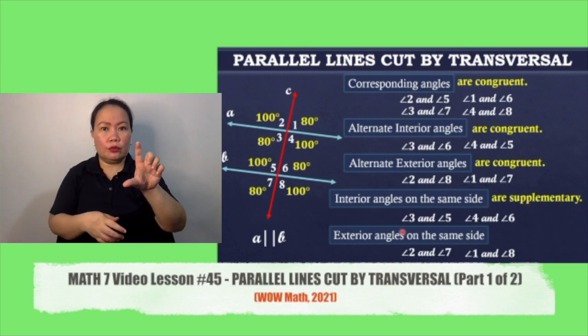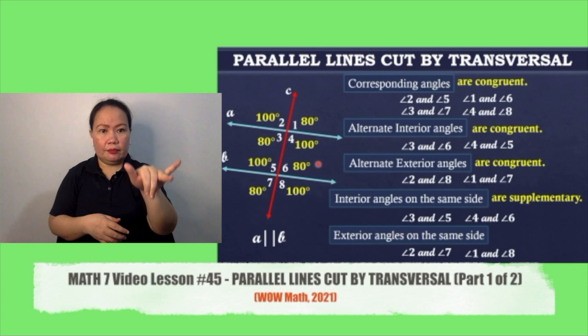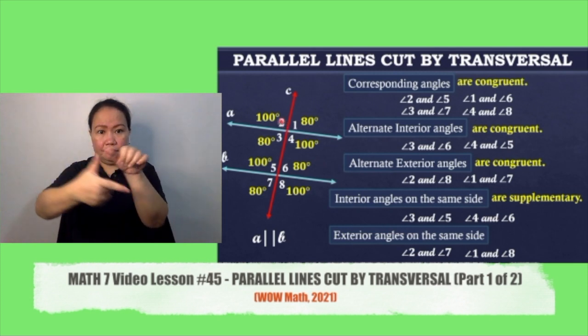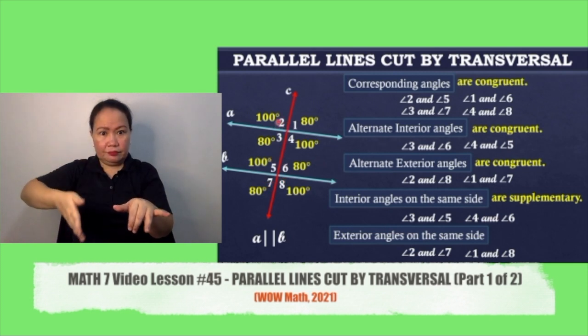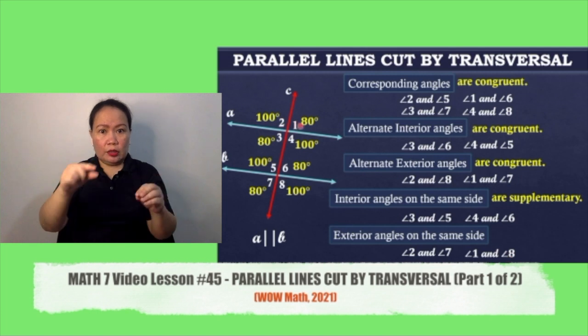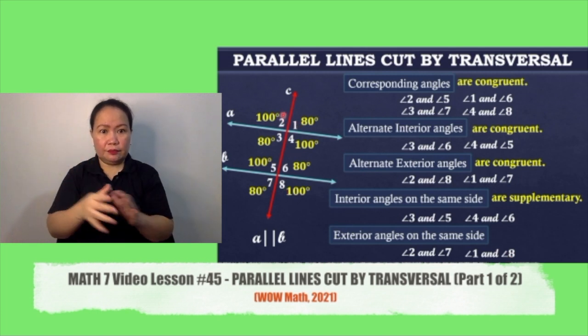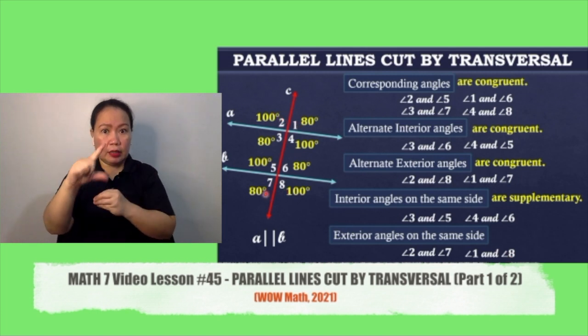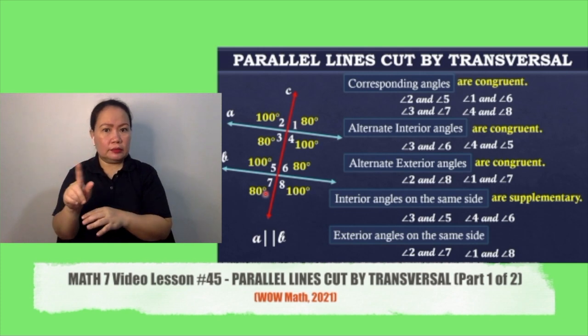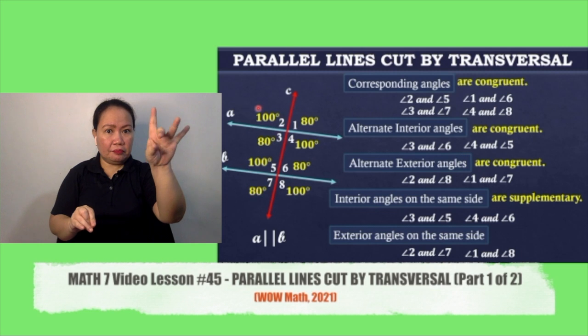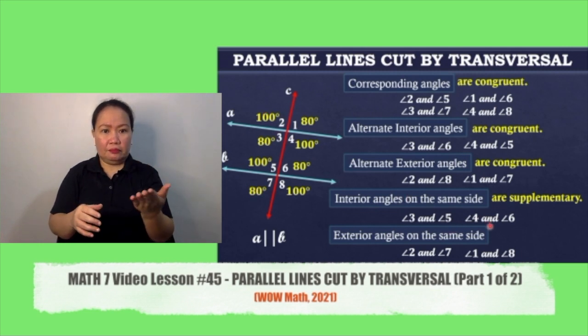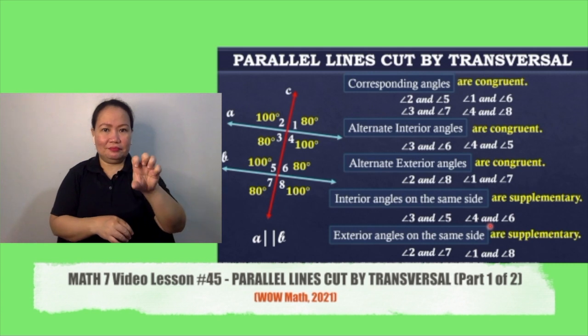Next, exterior angles on the same side. Let's get an example. Angle 2 and angle 7. Also, angle 1 and angle 8. What can you say about angle 2 and angle 7, which is one of the examples of exterior angles on the same side? Okay, 180 rin. Ibig sabihin, exterior angles on the same side are also supplementary.